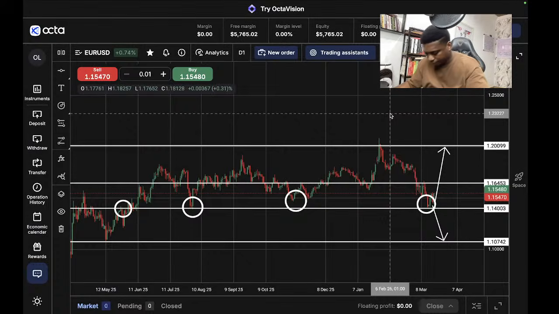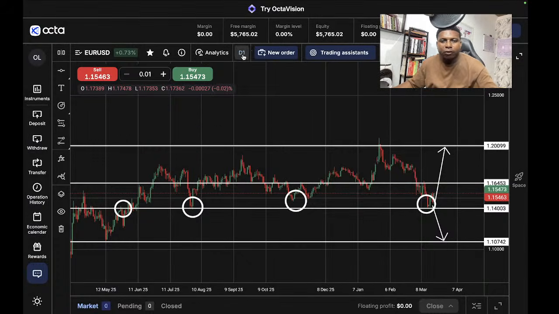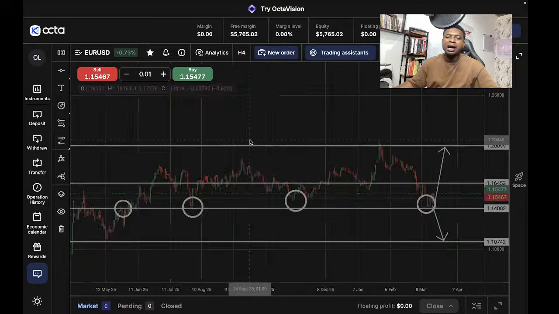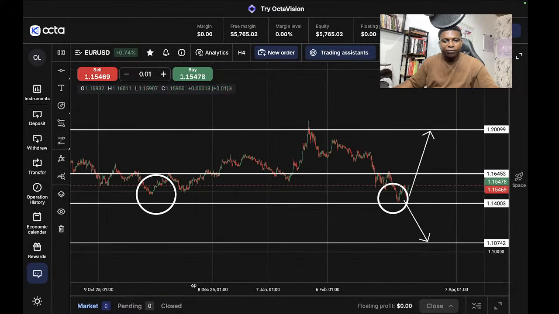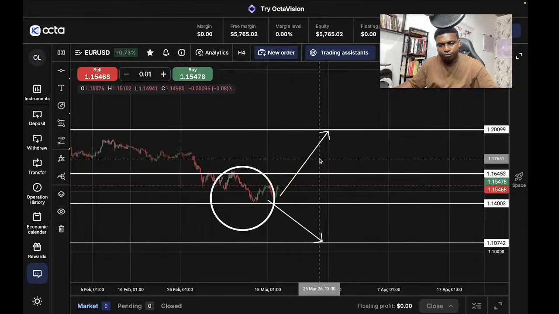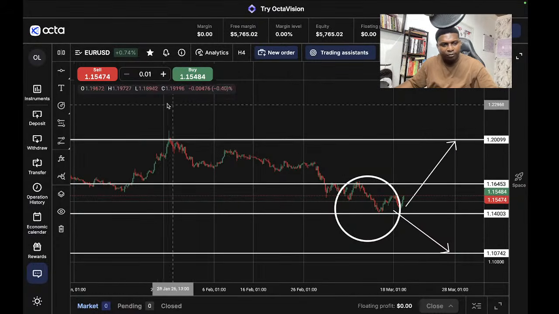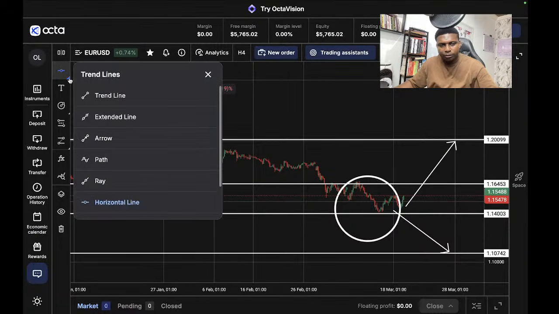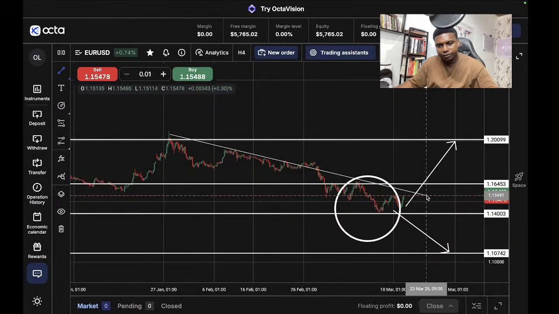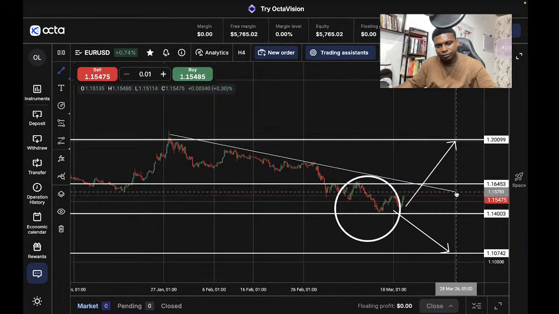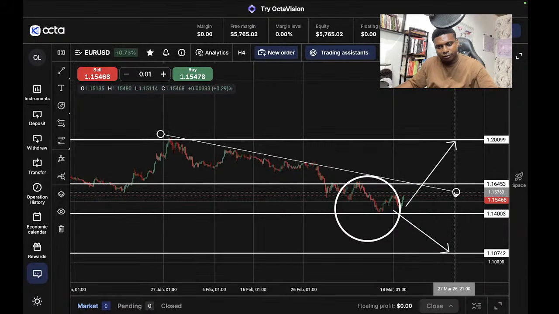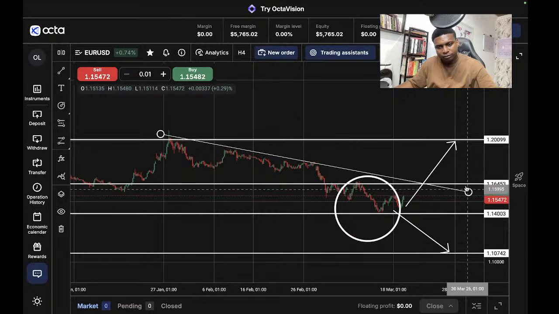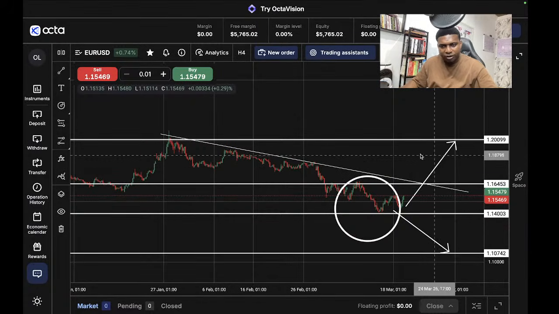All right, let's now go to the 4-hour time frame. Now, if you look closely in the 4 hours time frame, you definitely see that price has been in a downtrend from here.